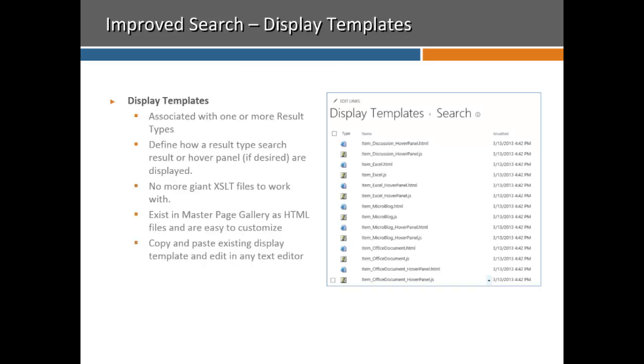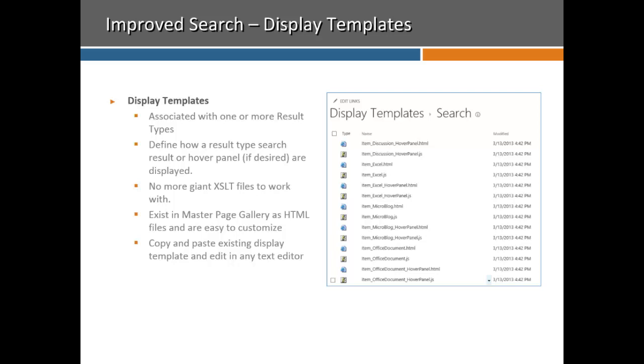So display templates, as I said before, are a way to define how a search result and its corresponding hover panel is displayed. I can associate them with one or more result types, and they exist in the master page gallery. And if I want to have a custom display template for a result type, it's really as simple as copying an existing template that I want to mimic and adding the additional properties or display logic that I want to use.